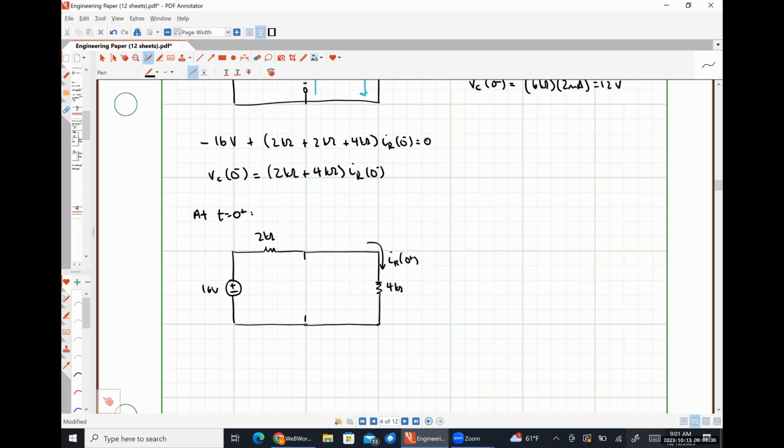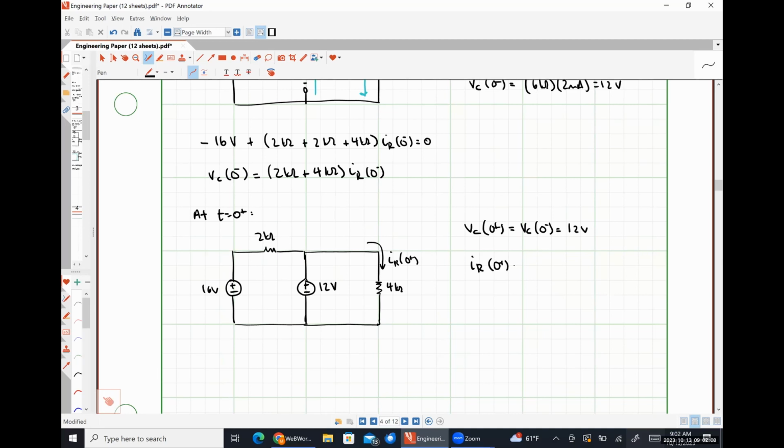A voltage source, okay. Positive polarity terminal on top or bottom? Top, because VC was defined with positive polarity terminal on top. What is the value of this voltage source going to be? 12 volts. Okay. So just to really hammer this home, VC at 0 plus must be the same as VC at 0 minus, which is 12 volts.